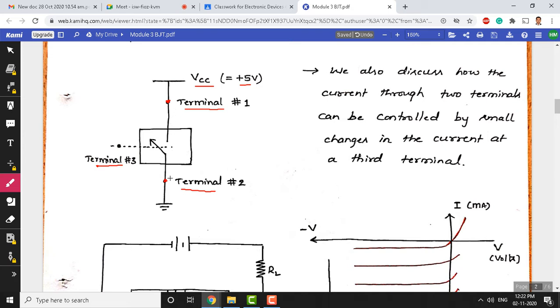PN junction is a 2 terminal device, whereas BJT is a 3 terminal device. The switch diagram that we have shown here can be connected with a bipolar junction transistor. Terminal 1, with reference to BJT, is analogous to the emitter, and terminal 2 is analogous to the collector, which collects the charge carriers. Terminal 3, which is a control terminal, is analogous to the base. So now, using the base current, we can control the current movement from the emitter to the collector.